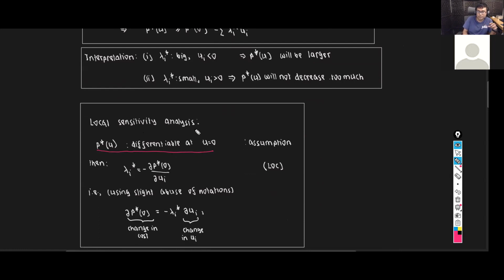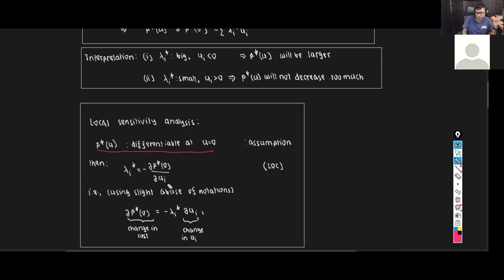Even if you don't have this assumption, you can build similar sensitivity analysis, but we don't have the machinery to study that yet. So we will stick to differentiability. If this is the case, then the dual multiplier lambda has a very nice interpretation. Lambda i star is equal to the negative of the partial derivative of p star, the optimal value around 0, with respect to your perturbation.